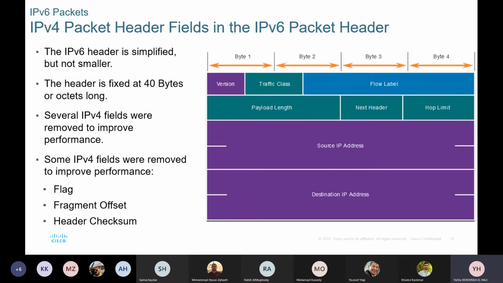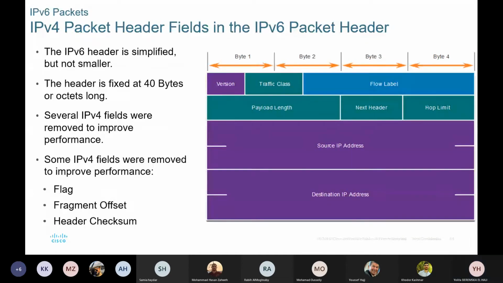The payload length is actually the number of bytes in the data payload that follows the header. And here we have something very interesting, what we call the next header. Next header is a field that contains more information needed to be included in the header if the data payload is specific or comes from an application that requires more details.